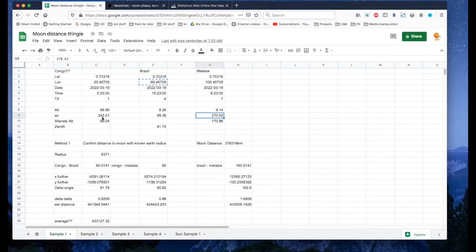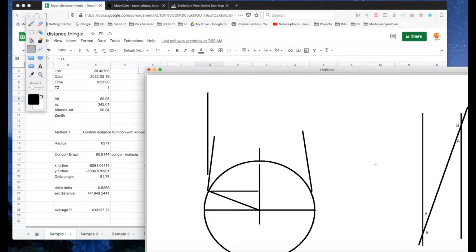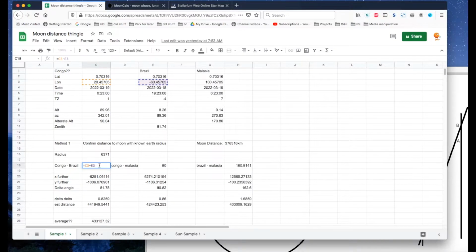So you can see that right here in the Congo, it was almost perfectly straight up with an azimuth of 342. This one was almost due east with an altitude of 8.26. This one was almost due west with an altitude of 9.14. If I come back over to here, what I'm trying to do is I'm trying to get this angle here. So the difference in longitude between Congo and Brazil happens to be the longitude of the one minus the longitude of the other. This only works on the equator.